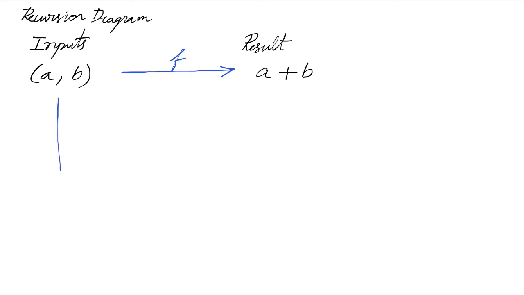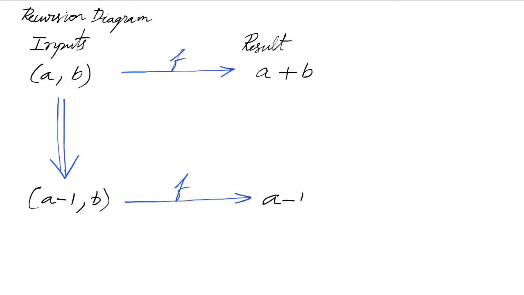We can reduce the original problem to a smaller subproblem by subtracting 1 from a. This subproblem is also solved using the same recursive function f. The solution to the smaller subproblem is a minus 1 plus b. We need to extend the solution to the subproblem to find the solution to the original problem. In this case, we can find the solution to the original problem by adding 1 to the solution of the subproblem.